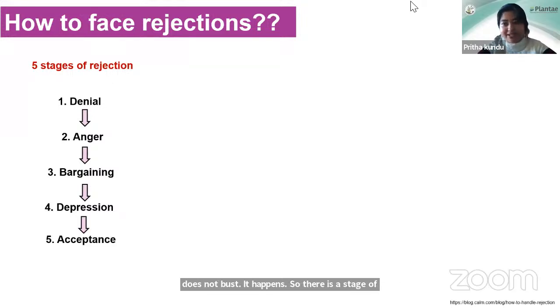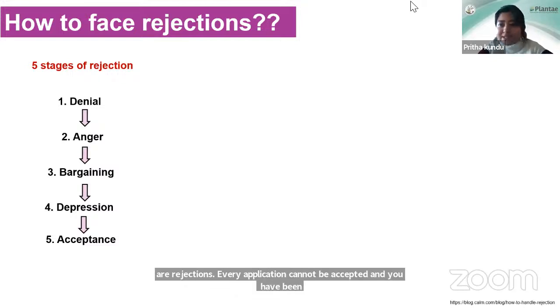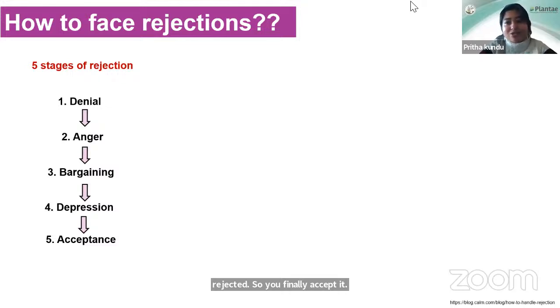And then finally, you come to the acceptance stage. Finally, you accept that, yes, there are rejections. Every application cannot be accepted, and you have been rejected. So you finally accept it. And these are the different stages of rejection that let you understand or soothe in the rejection that has happened for any application that you do, right? So these are the different 5 stages, and it happens, it will happen, it is normal. We are all human beings.